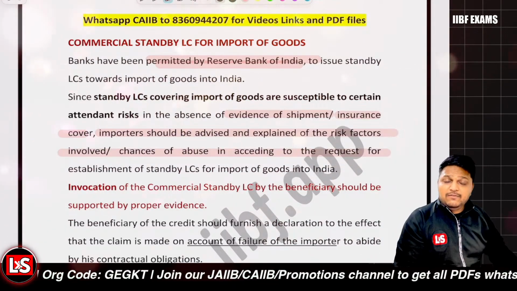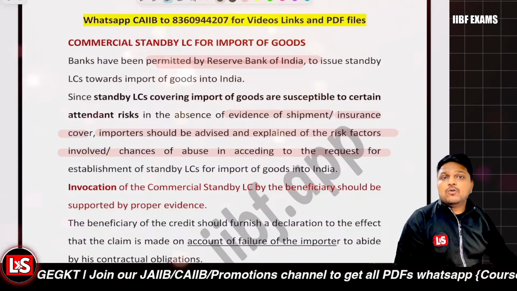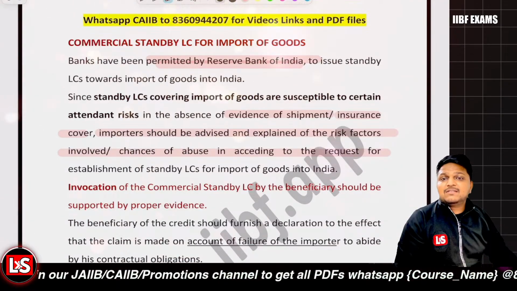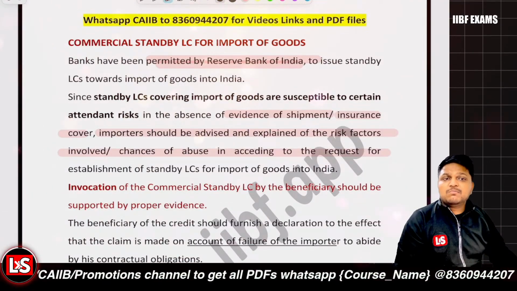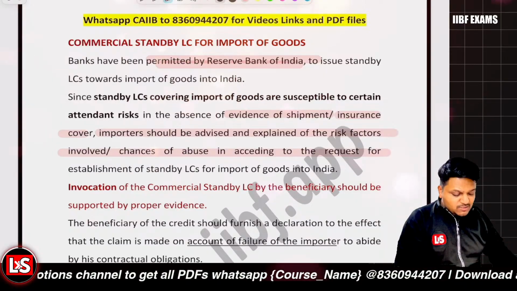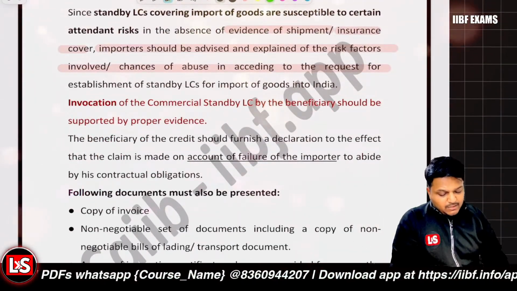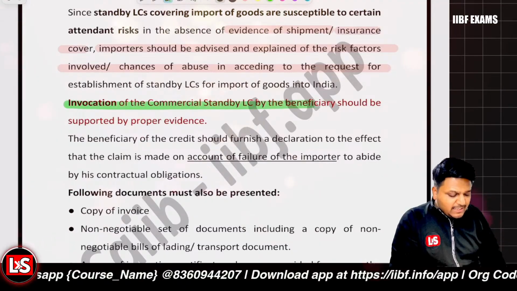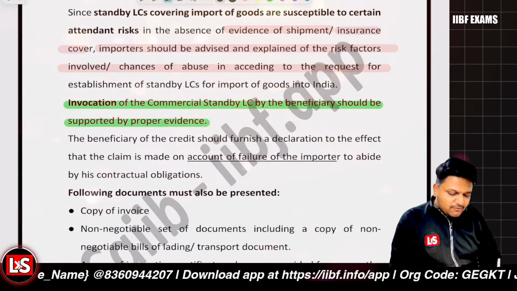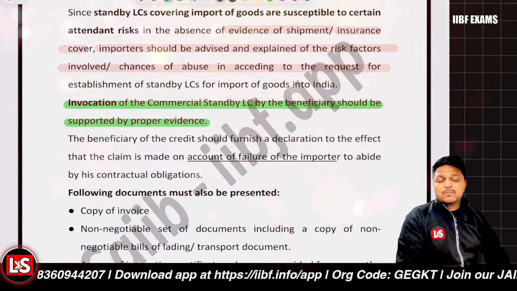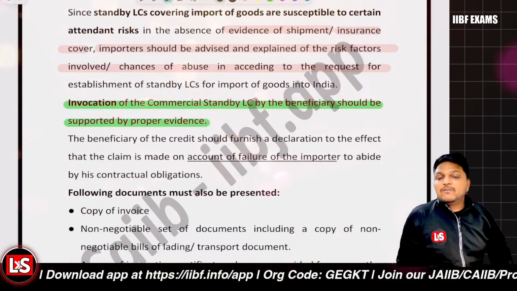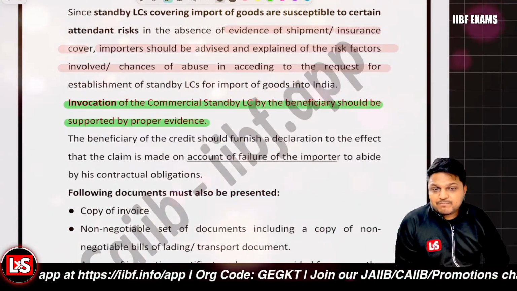And further, if the standby letter of credit is to be invoked, there should be proper evidence in that regard. Supporting documents must be there, because a claim is to be submitted by the beneficiary. The beneficiary is going to submit the claim that is going to invoke the particular letter of credit. So that should be particularly showcased, like supporting documents must be there.